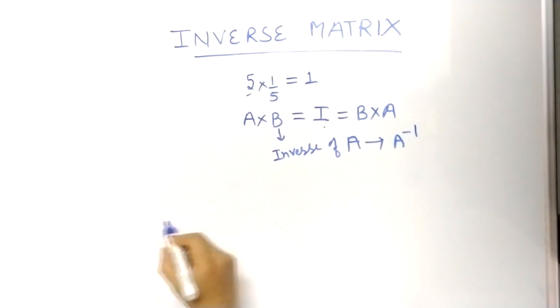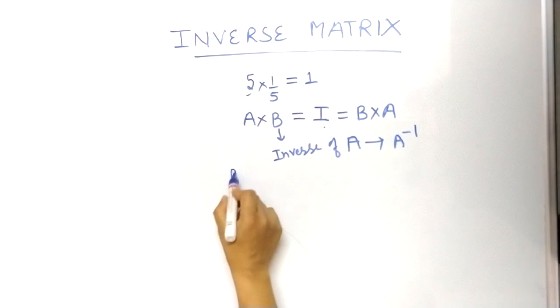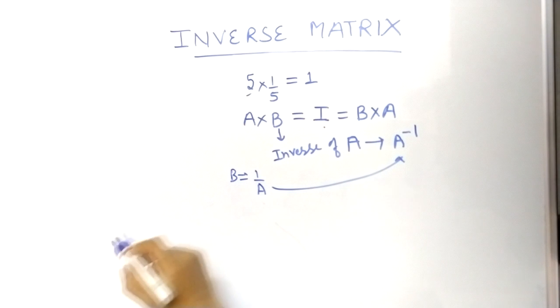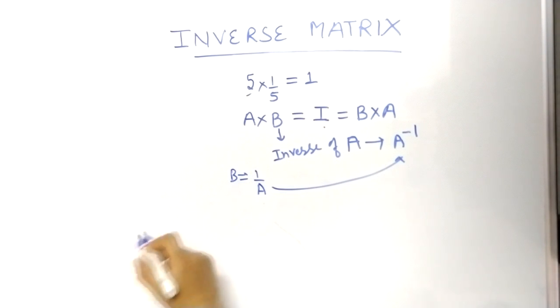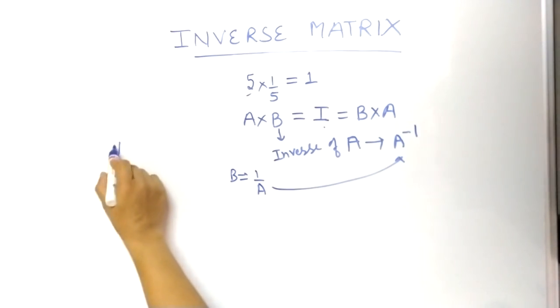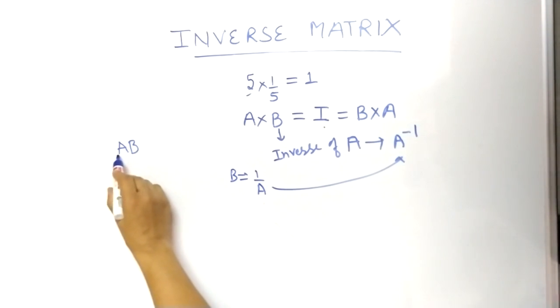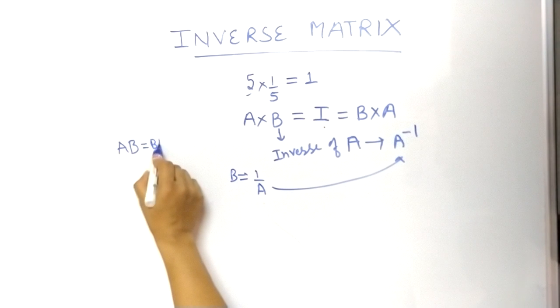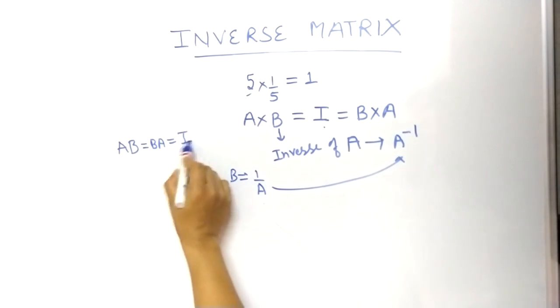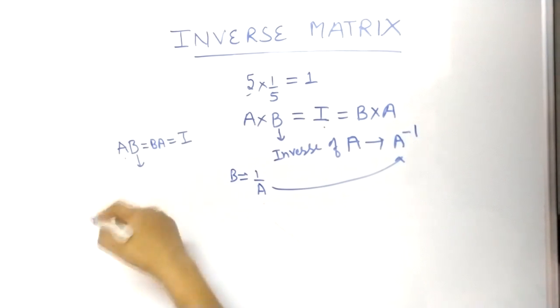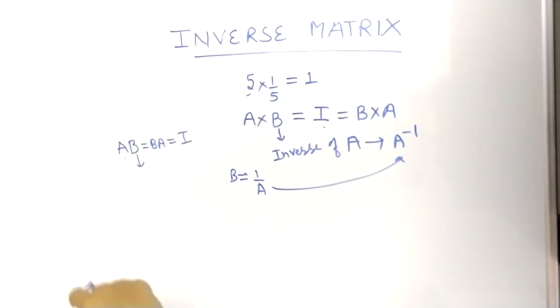Here we cannot write this B as 1 by A, so instead of writing 1 by A, we write A inverse. So this is the condition: if the product of two matrices is such that AB equals BA and that equals I, then this B is the inverse of A, and the reverse is also true, that A will be the inverse of B.